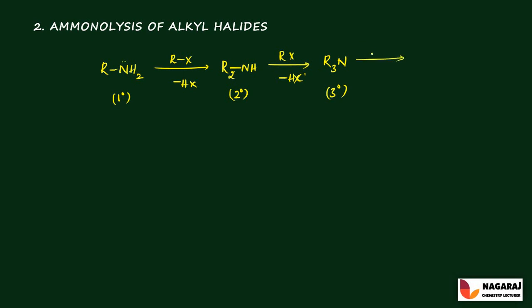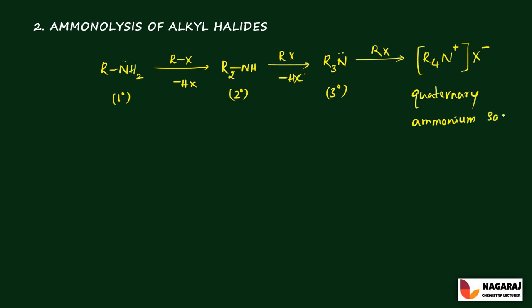Again this tertiary amine reacts with one more molecule of RX. Here there are no hydrogen atoms in the tertiary amine, but it reacts with one more molecule of RX because of the presence of a lone pair of electrons on the nitrogen. So it gives R4N+, and the halogen atom gets a negative charge. So it is called a quaternary ammonium salt.